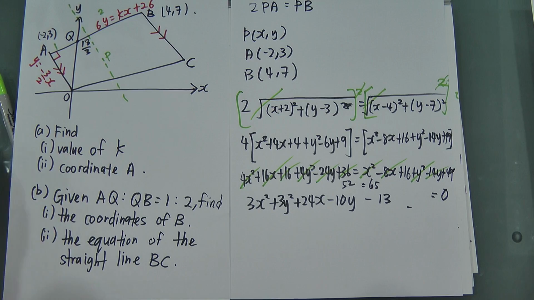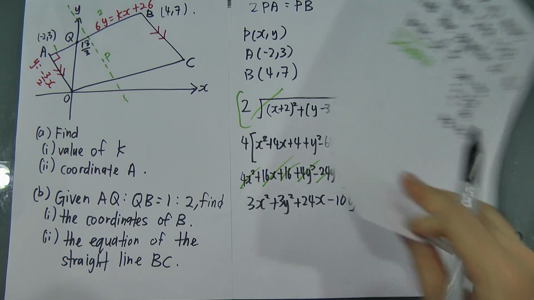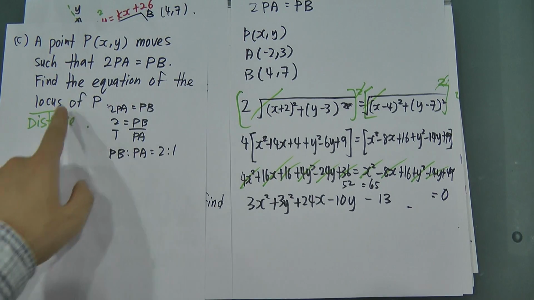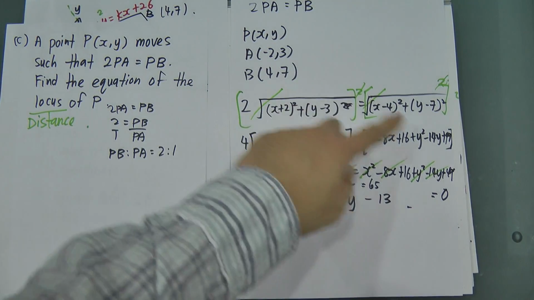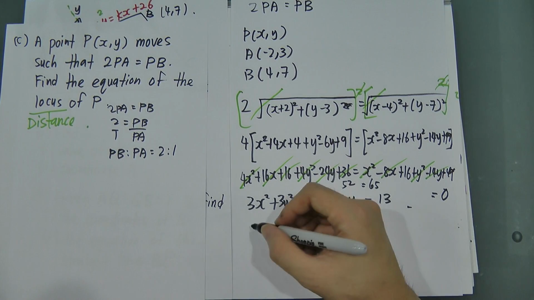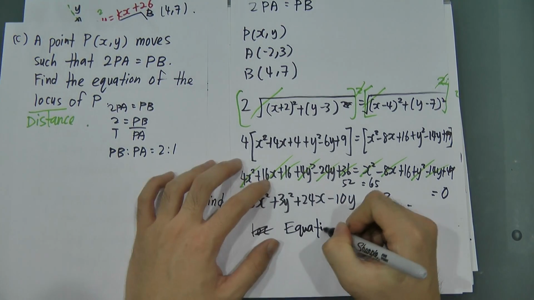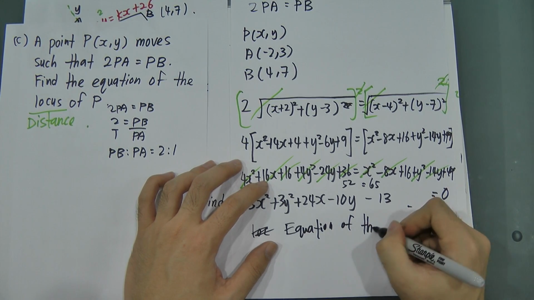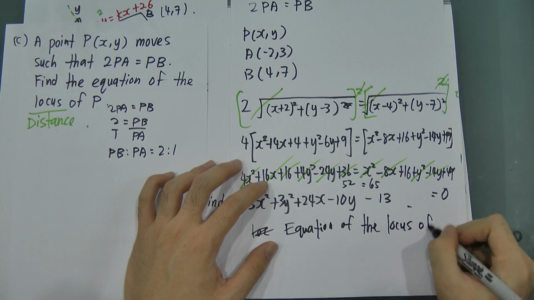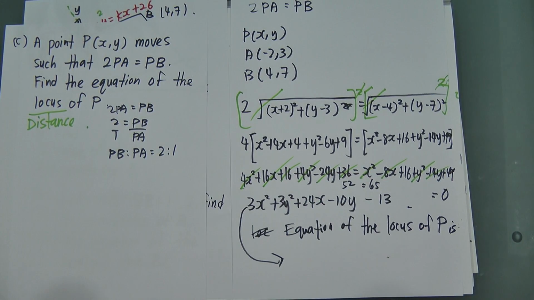Alright, so this one is the equation of the locus, because they will ask you to find the equation of the locus P. So you just make sure you solve it and then move everything equal to 0. Of course, if in the exam you want to get the full mark, you're going to write the equation of the locus of P is, and then write the whole equation down here. I guarantee you will get full mark for that.